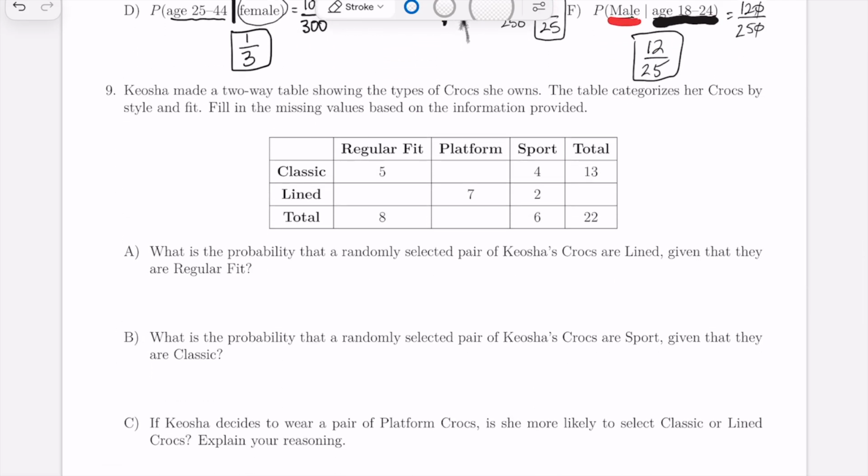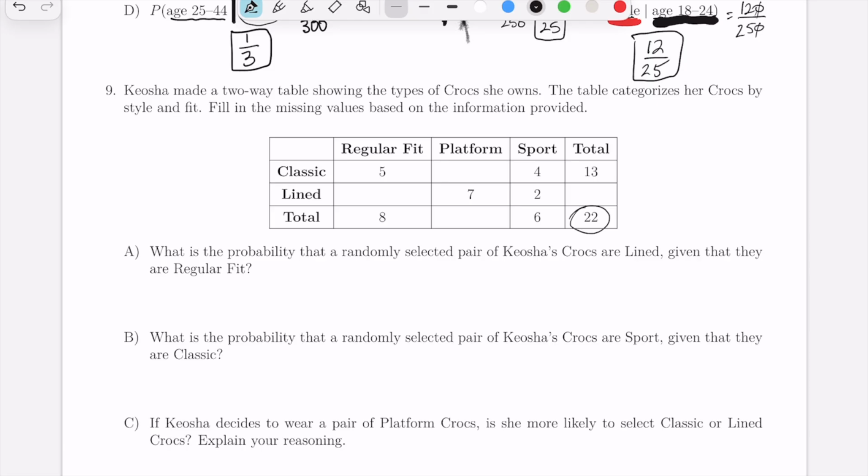Next, we've got another chart, but this chart doesn't look like it's filled in all the way. Keisha made a two-way table showing the types of Crocs that she owns. Wow, she owns a lot of Crocs. Like, no judgment, she's just a collector. The table categorizes her Crocs by style and fit. Fill in the missing values based on the information provided. So this is kind of like a little game, a little like fill in the blank.